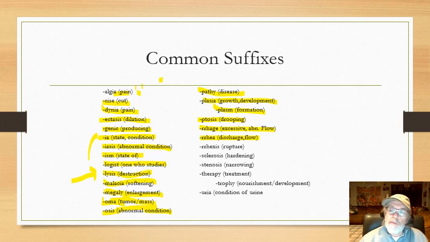Rhino is a word root that means nose. So therefore, rhinorrhea is runny nose. Rhea is a discharge or flow. Rhexis means rupture. That doesn't come up all that often. Sclerosis, hardening.